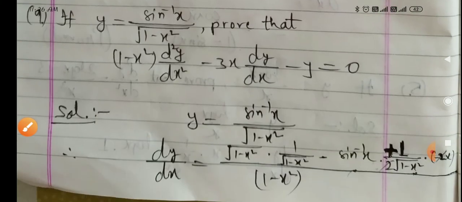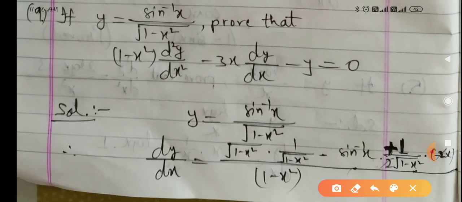Now next question, you can see, ninth question. Y equals sin inverse x upon under root 1 minus x square, it is given. Prove that (1 minus x square) d2y upon dx2 minus 3x dy upon dx minus y equals 0.